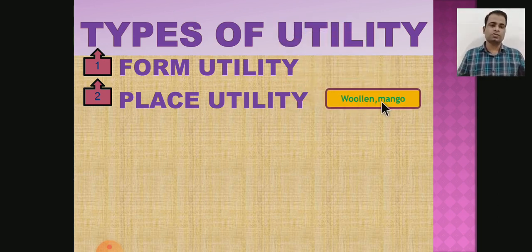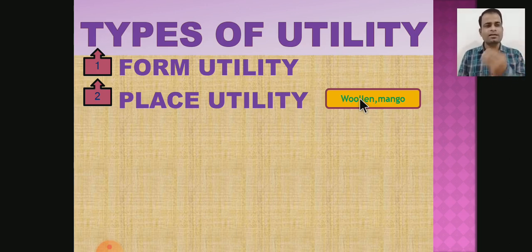Here we may take a very easy example related to place utility. Woolen cloth has less utility in Maharashtra, but when it is transferred from Maharashtra to Kashmir, which is a very cold place, the utility of the woolen cloth will increase. Why? Because the place of utilization is changed, and therefore the utility of the commodity increases. Such type of utility is called place utility.